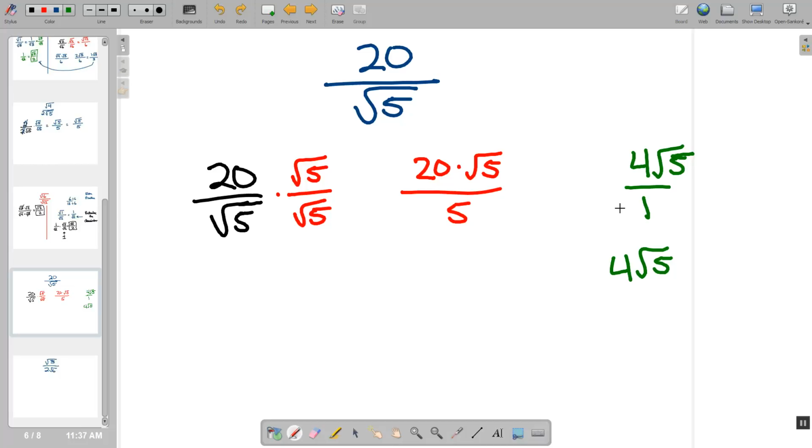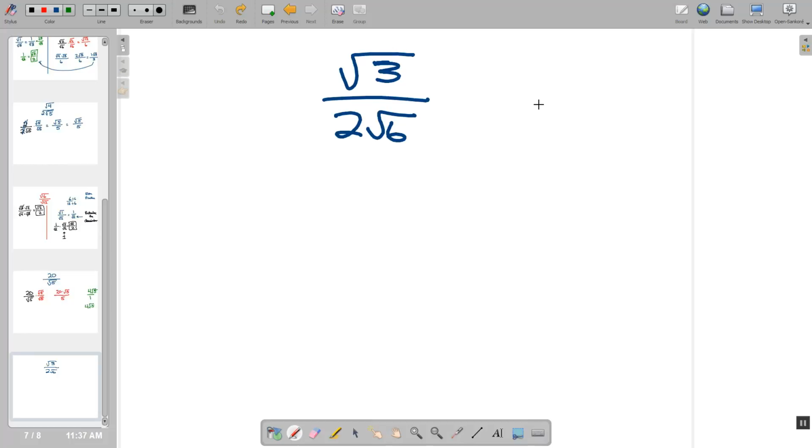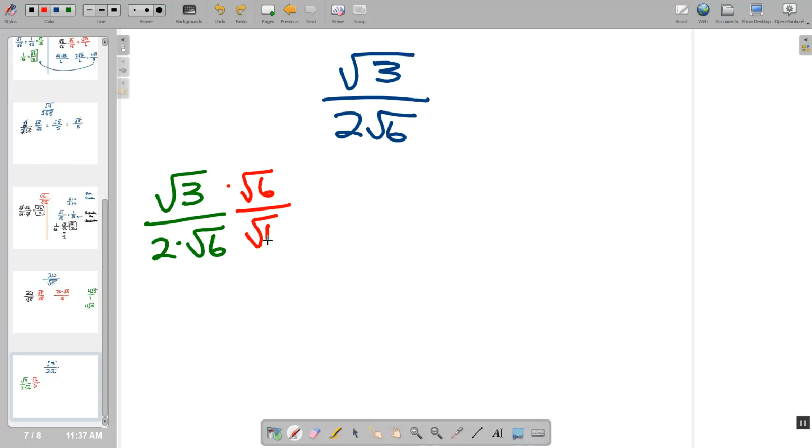So I have one last problem that I want to do before we send you off. We have kind of a crazier problem here. Square root of 3 over 2 times the square root of 6. Now there's two ways to solve this. I'm going to show you the one that probably would be more common right away, which is I'm just going to rationalize the denominator right away by multiplying both of these numbers times the root of 6.